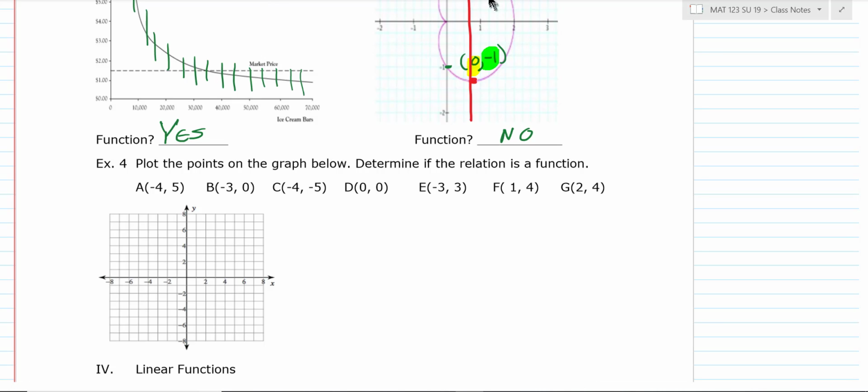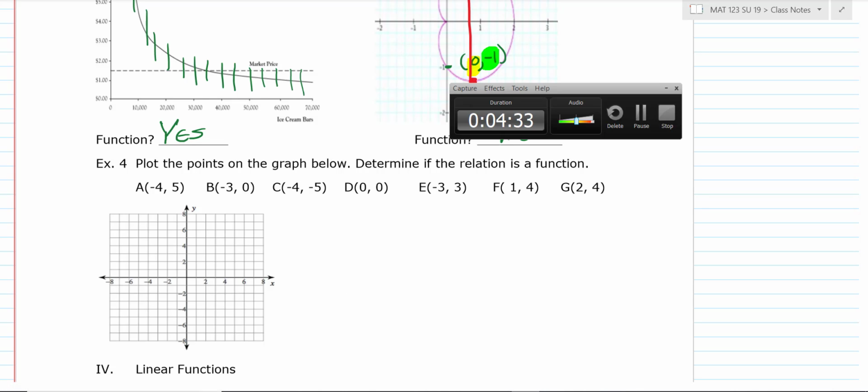Now what I'm going to have you all do on this, I'm going to have you pause the video. And what I want you to do is plot these points and then determine if that set of points, you think it's a function or not. So once you get your points drawn, look at your vertical line test and see if it passes or fails it. So go ahead and pause, and then that'll take care of this.